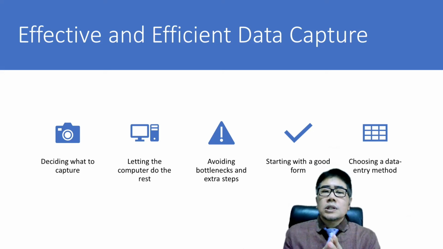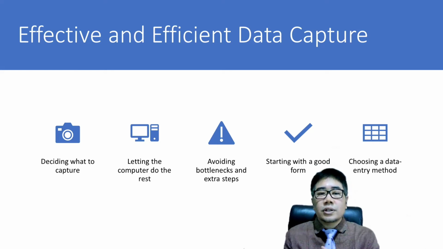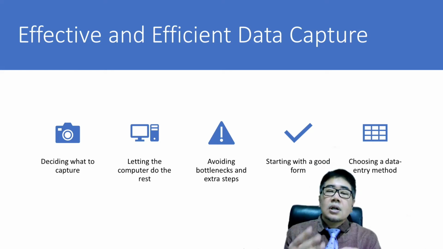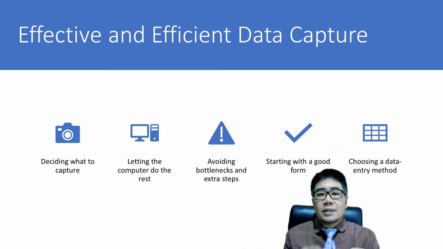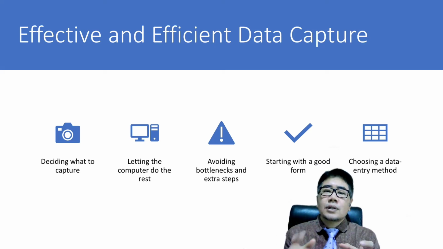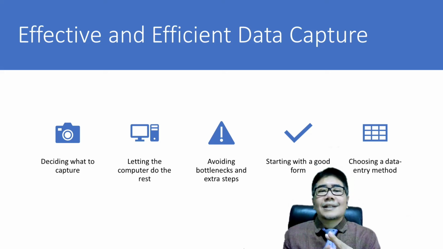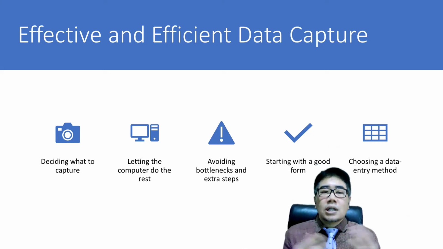Second, we'll just let the computer do the rest, including data validation or even data capturing itself, where the system uses automated or probably artificial intelligence data capture engines to make sure that the inputs are already accurate. And third, avoid bottlenecks and extra steps, making sure that limits such as digits or text box spaces or the data size that are captured are appropriate.